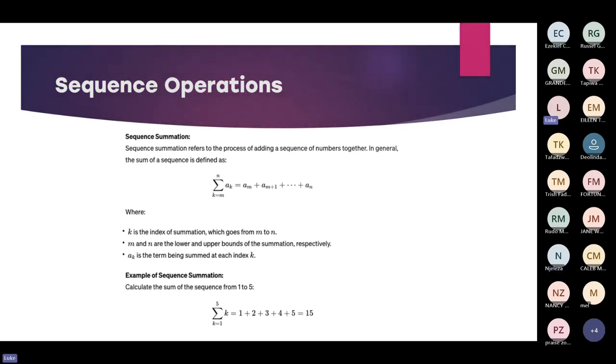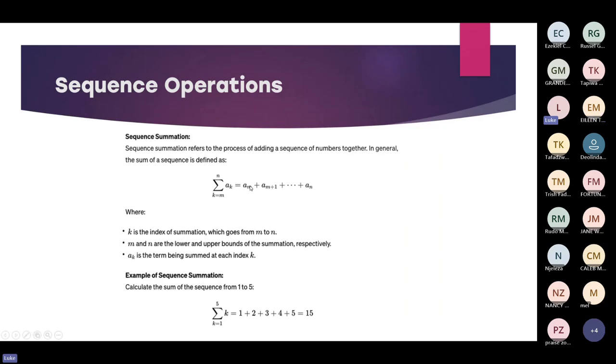So we have what we call summations, the summation of a sequence. Sequence summation refers to the process of adding a sequence of numbers together. In general, the sum of a sequence is defined by the summation, where m and n represent the lower limit and the upper limit of the sequence. I'm going to explain this with the information we wrote below, where k is the index of the summation.